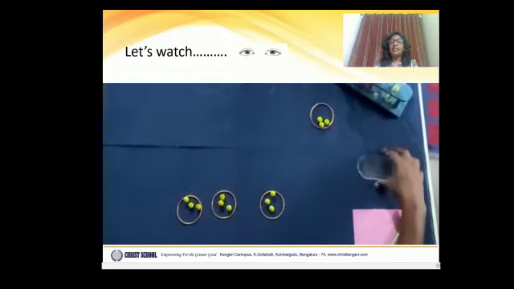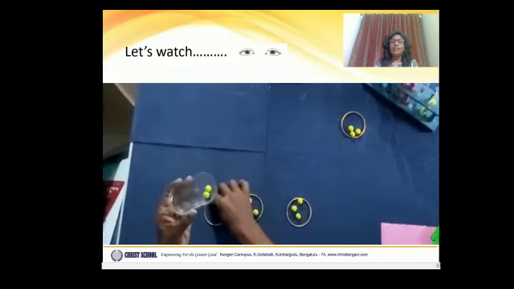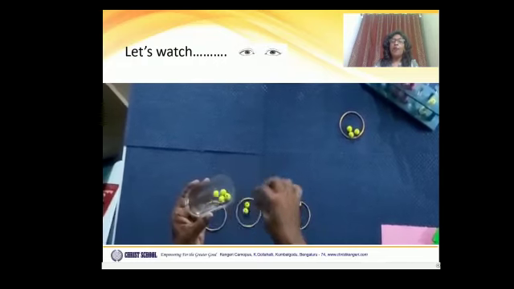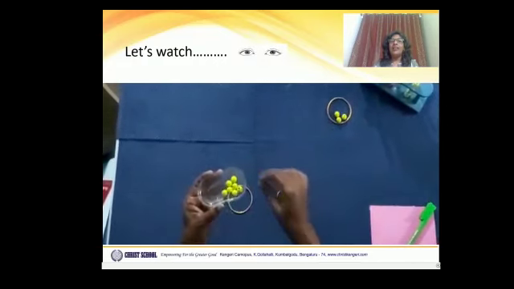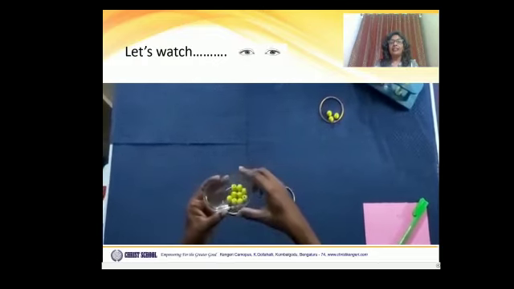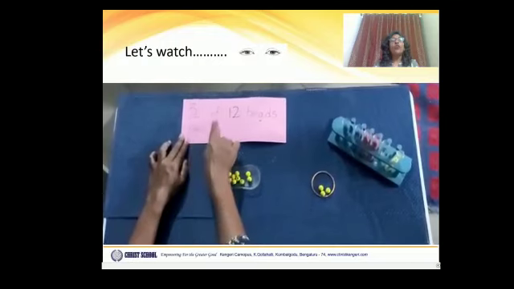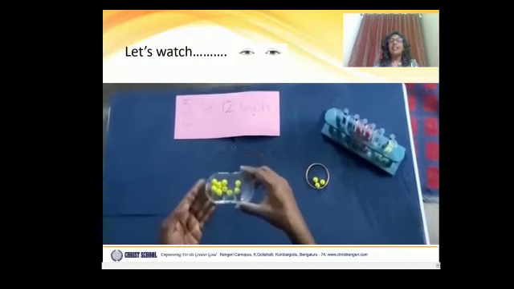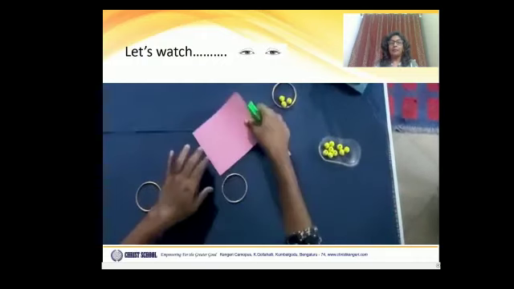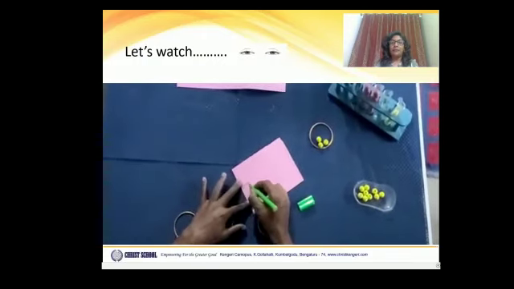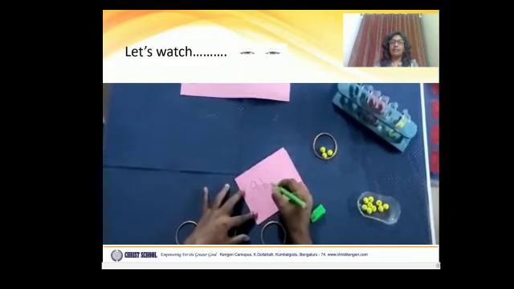Now let's count the beads. How many we have? 1, 2, 3, 4, 5, 6, 7, 8, 9. So 3 by 4 of 12 beads is 9 beads. So let me note down the answer. 9 beads.